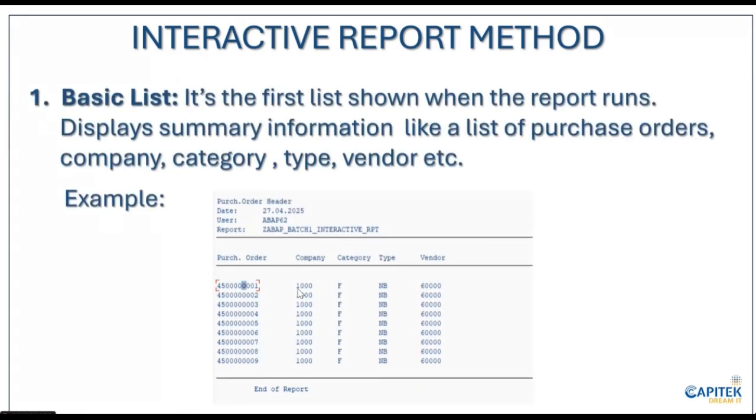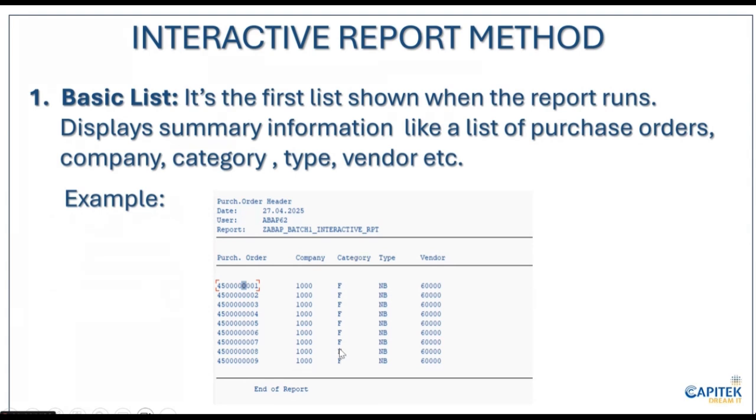So this is how the basic list looks like. This is an example. You can see here the header information: we are showing the purchase order header and the date, time, user, and the report name. And we are showing the column names: purchase order, company, category, type, and vendor. And you can see the different unique information. Different purchase orders are displayed.